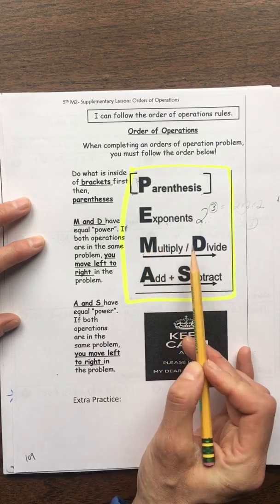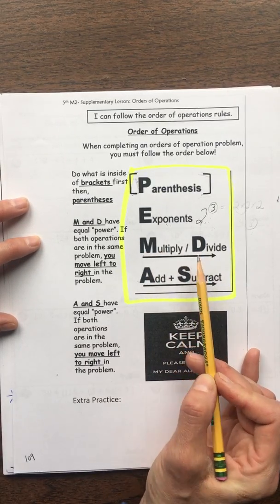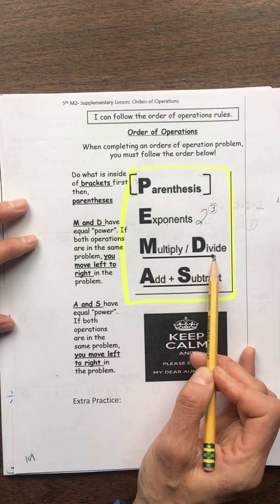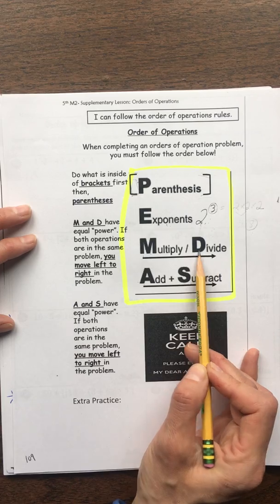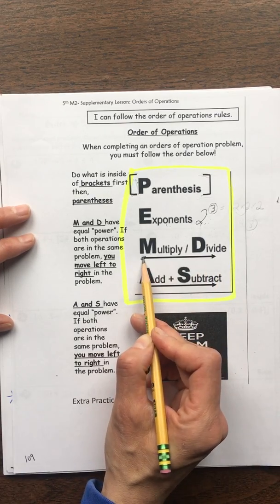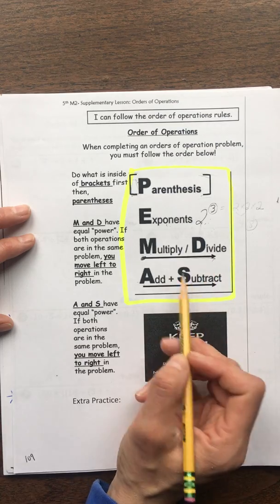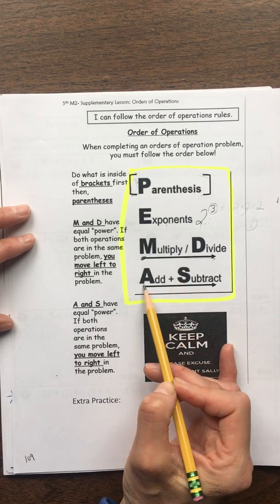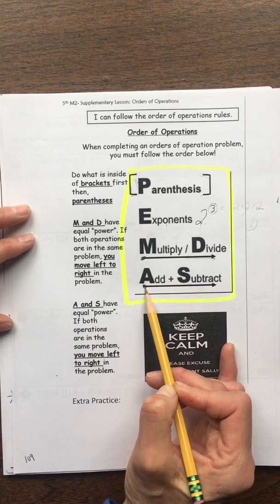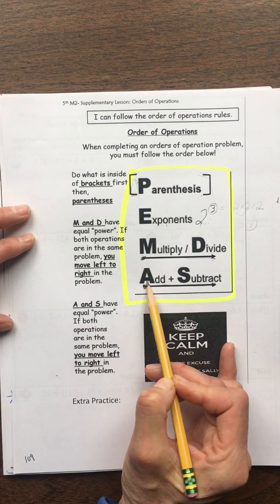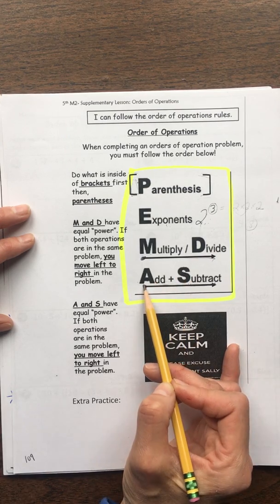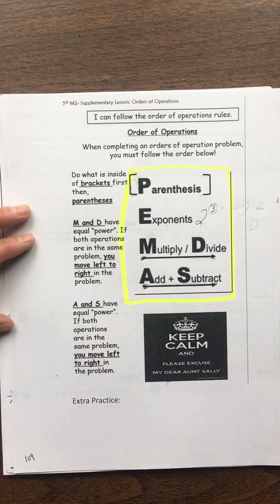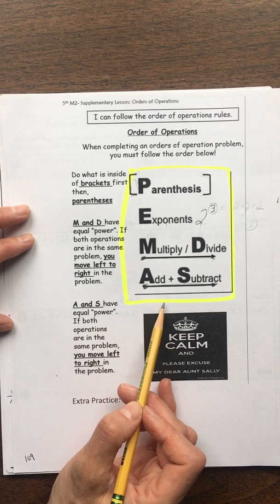Then we have an M and a D, and they're written on the same line because if you remember, multiplication and division, they have equal power. And you solve multiplication and division depending on which one comes first when you move left to right through the problem. So they have equal power. The same thing with A and S, adding and subtraction. They have equal power, that's why they're written on the same line. Now, it does not mean that you solve addition problems before subtraction. The arrow is here to remind you that you move left to right. Okay, so take a moment to look at that, copy that down somewhere.